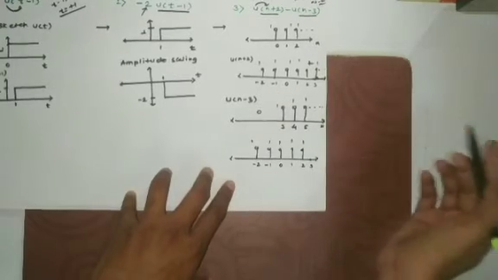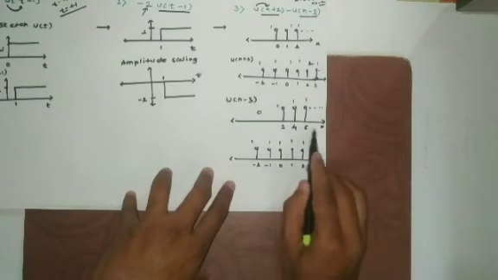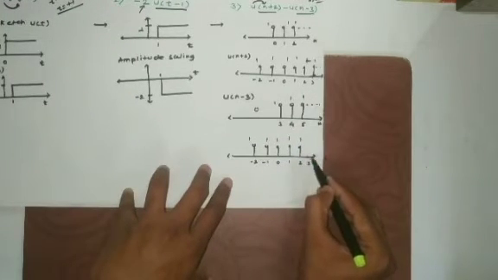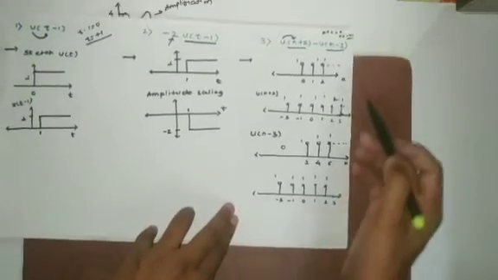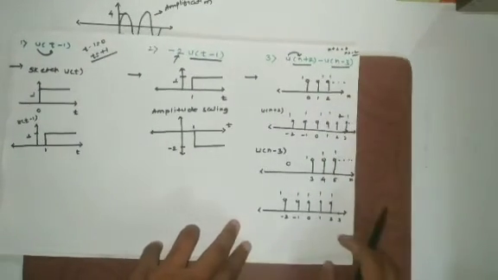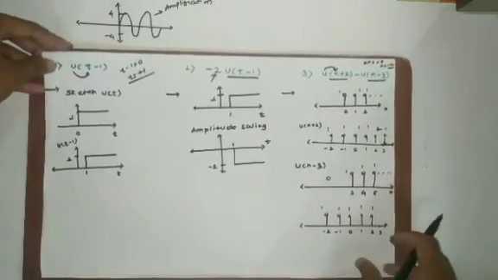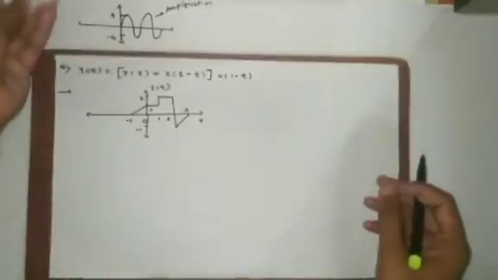Now from 3 onwards, if you observe it carefully, all the values are 1, and from 3 onwards all the values are 1. So 1 minus 1 is 0. That means 3 onwards the amplitude is going to be 0. So this will be the sketch of the operation u of n plus 2 minus u of n minus 3. Now if it is there, we'll go for the next typical example.